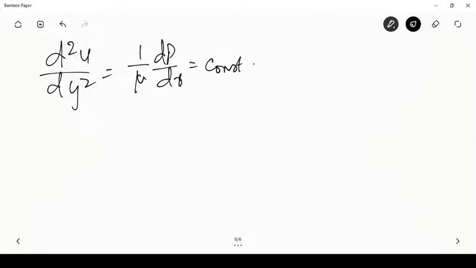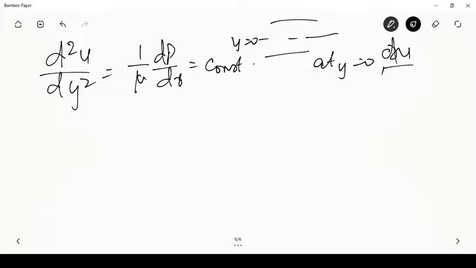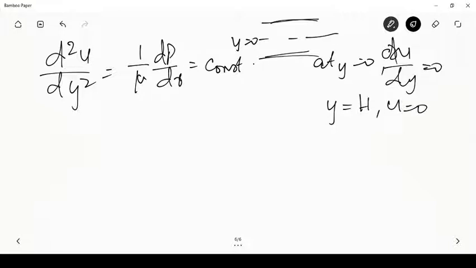Now if I integrate this expression, what are the boundary conditions? You have the parallel plates channel with this as y equal to 0. At y equal to 0, the flow is symmetric, and therefore the gradient of u with respect to y has to vanish, because the flow above it and the flow below it are symmetric about each other. So at y equal to 0, du by dy equals 0, and at the boundaries, that is at y equal to h, u is equal to 0.